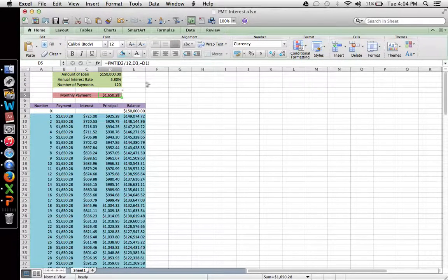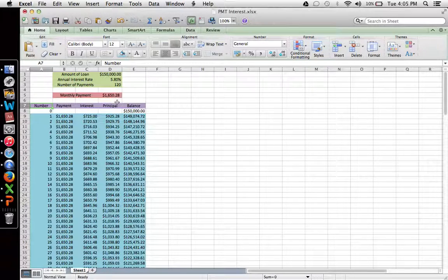So for our monthly payment, what I did was type in a PMT formula: D2, which is our interest rate, divided by 12, then a comma, D3, which is our number of payments, comma, D1, which is $150,000. And this is what it came up with from that formula, a payment of $1,650.28.